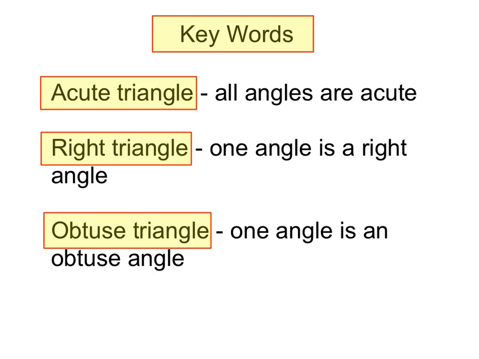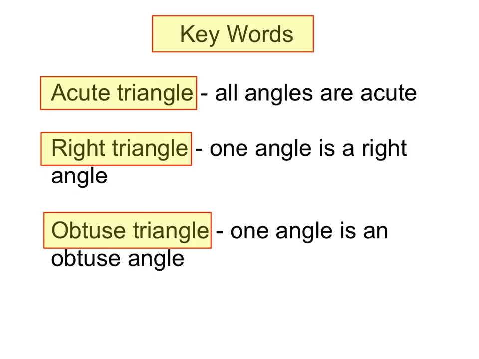Alright, we have three more keywords where we can classify triangles by their angles. First one is an acute triangle. That's where all angles are acute. Acute means less than 90 degrees. The second one is a right triangle, where one angle is a right angle. A right angle is 90 degrees.